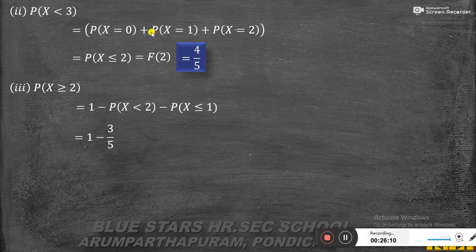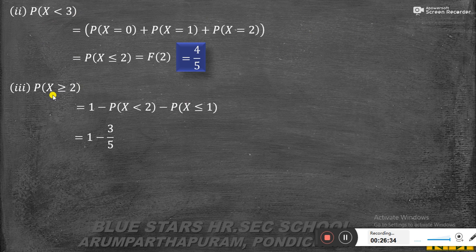So we substitute all the values: probability of x equal to 0 is 1 by 2, plus probability of x equal to 1, which is 1 by 10, plus probability of x equal to 2, which is 1 by 5. We take the LCM 10 in the denominator, so the numerator is 5 plus 1 plus 2, that is 8 by 10, which is 4 by 5. This is the answer for the probability of x less than 3.